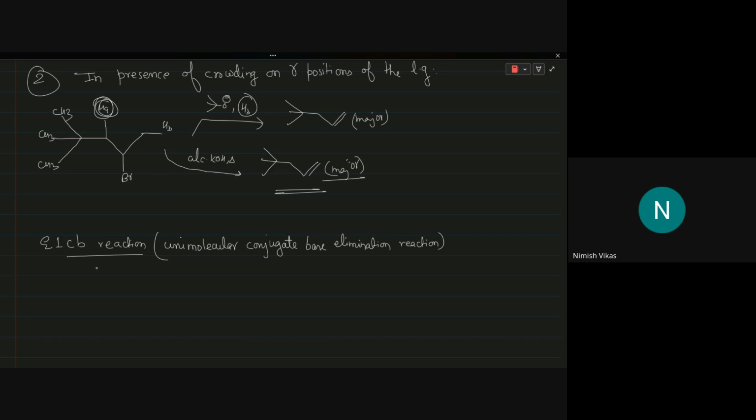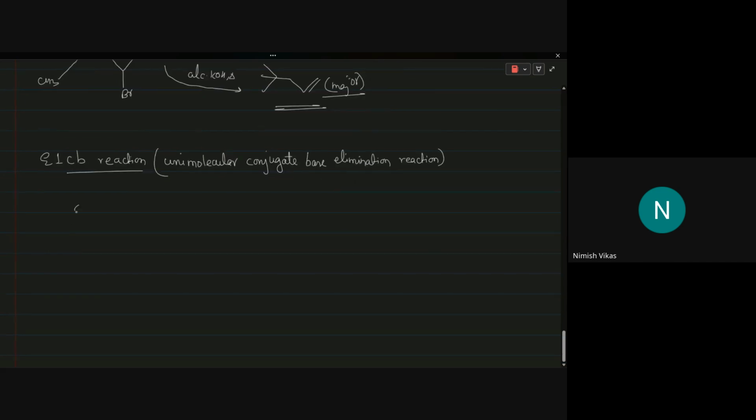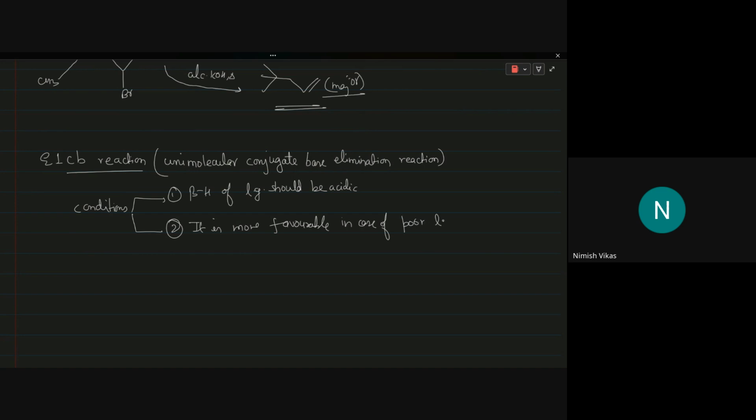Now, what is the condition for the E1CB elimination? What are the conditions for it? The first condition is that the beta hydrogen of the leaving group should be acidic. Should be acidic. Second condition is that it is more favorable in case of poor leaving group. In case of poor leaving group.